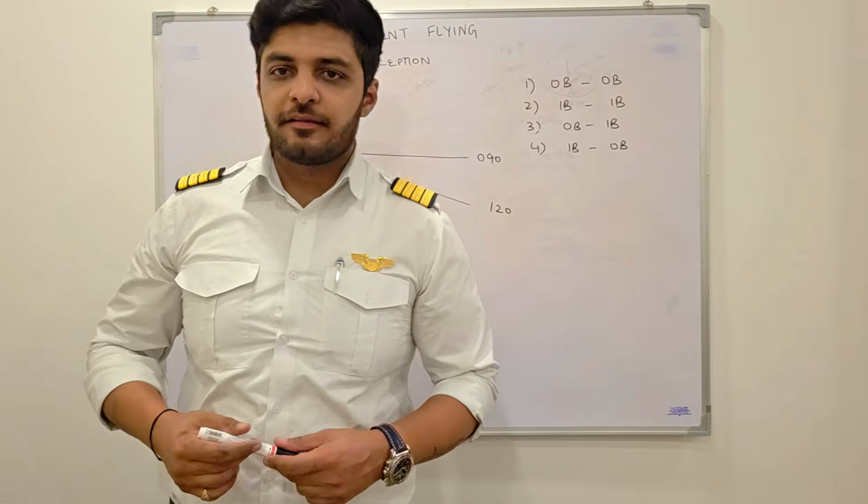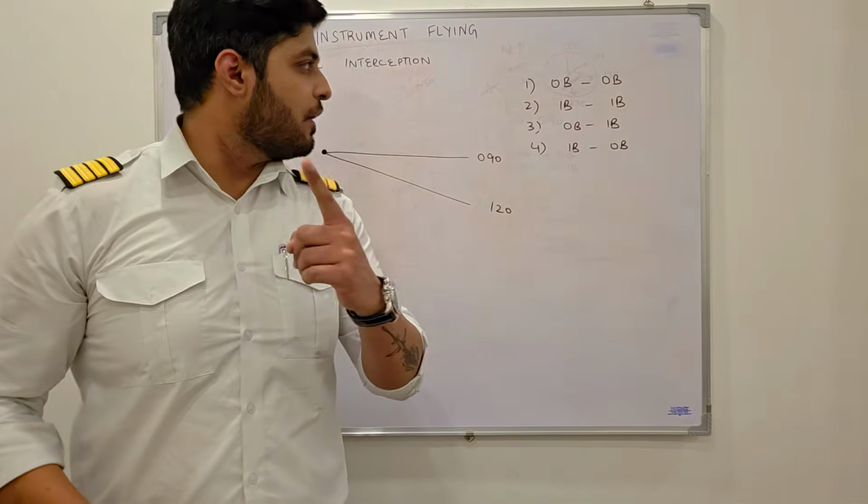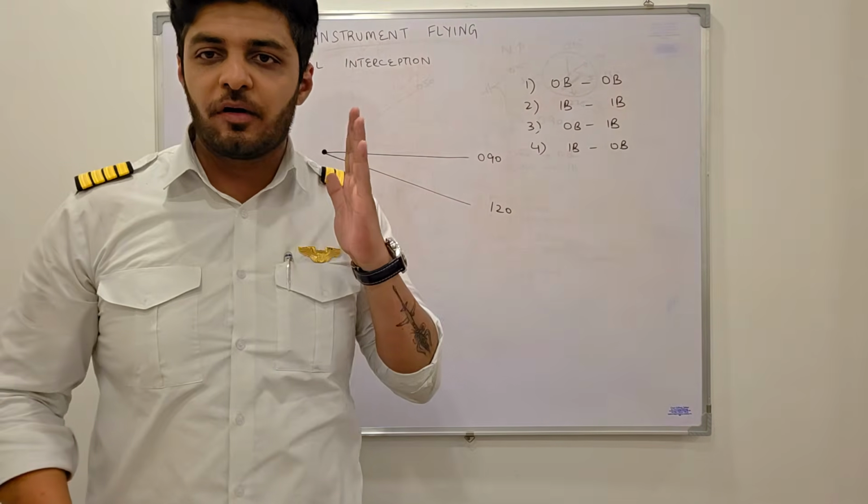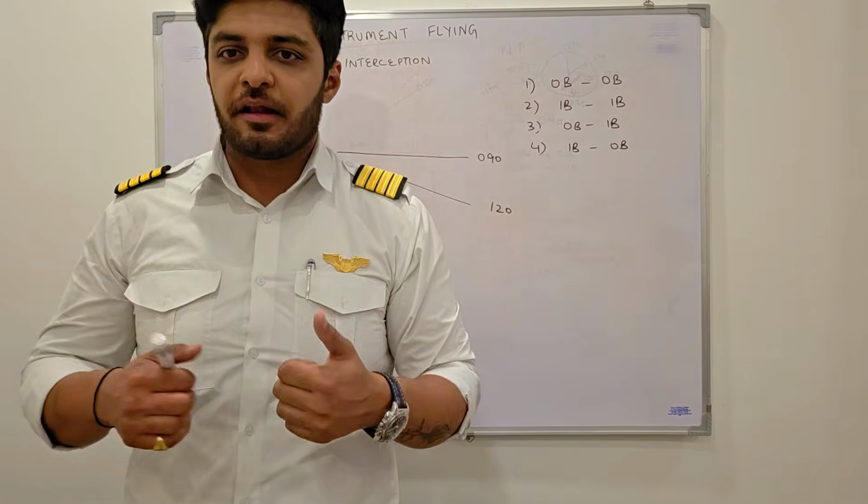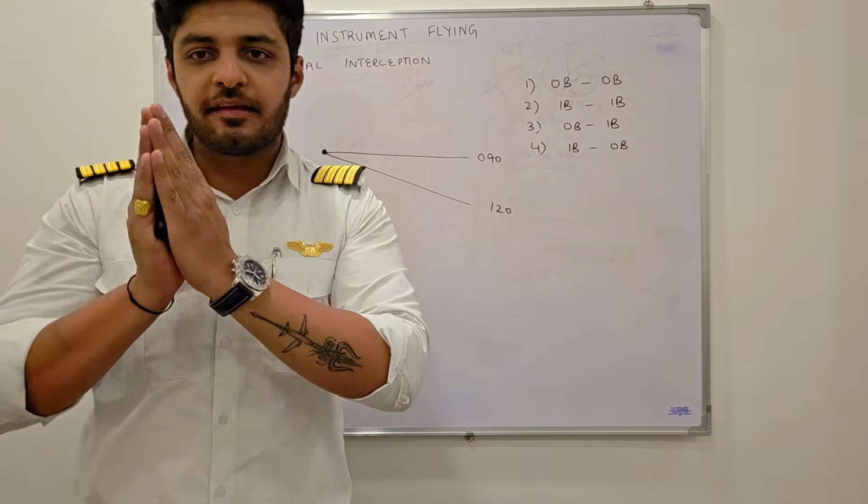Moving ahead, radial interception is of four types. Number one, outbound to outbound. That is, if I'm going outbound from a station and I have to intercept another radial which is going outbound, only in the same direction.